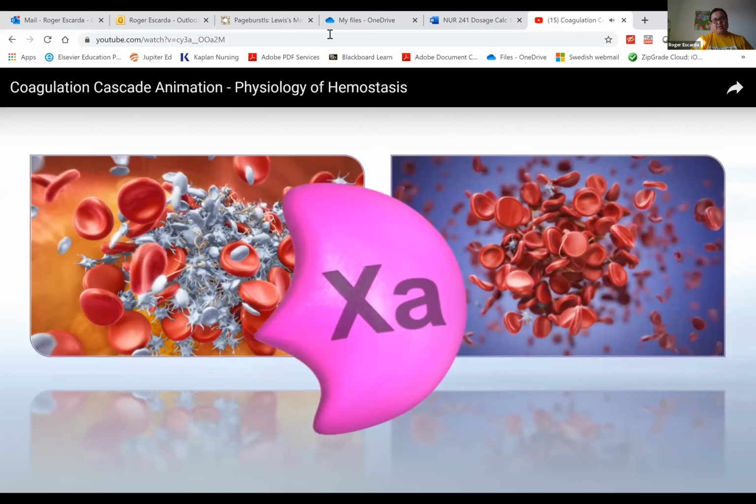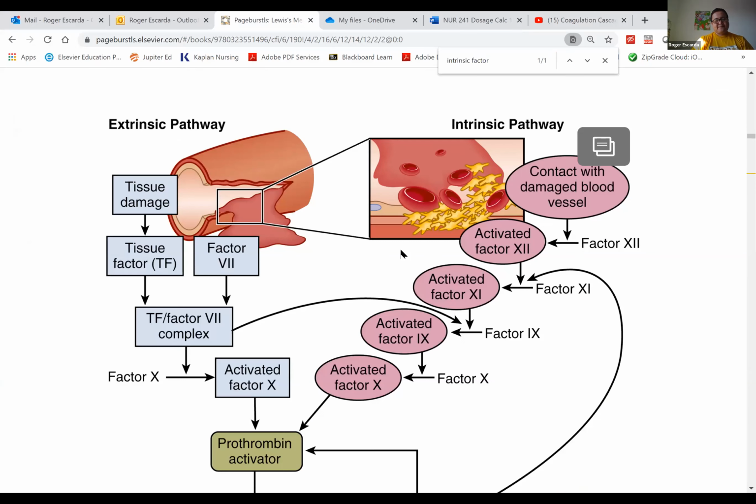All right, so let me explain what you just saw. All right, so the video talked about the two pathways.